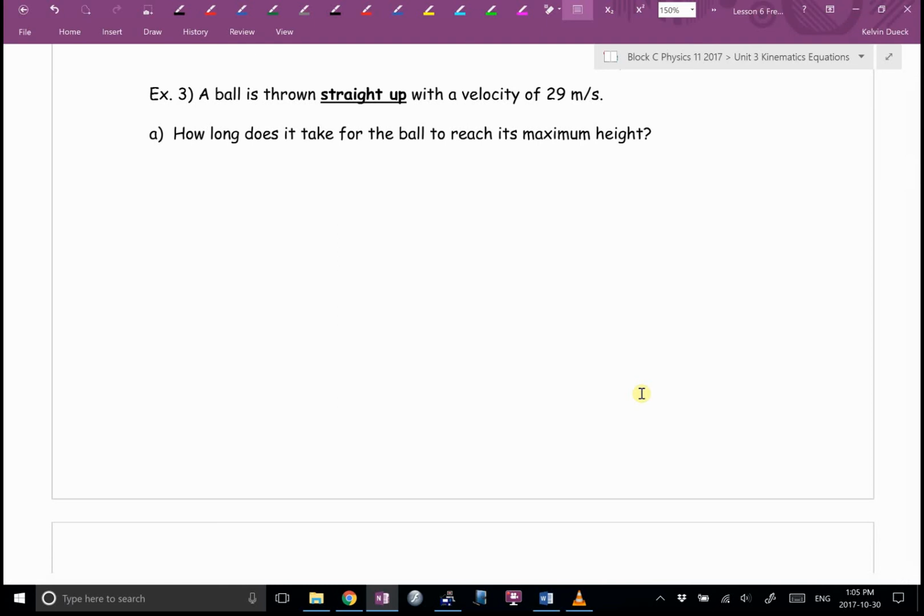So let's do our DFIC approach. Let's go t equals question mark. What else do we know? What's that 29? It's a VI. Positive 29 or negative 29? When would it be negative? If instead of saying a ball is thrown straight up, it said thrown straight down. We can handle that. Okay?